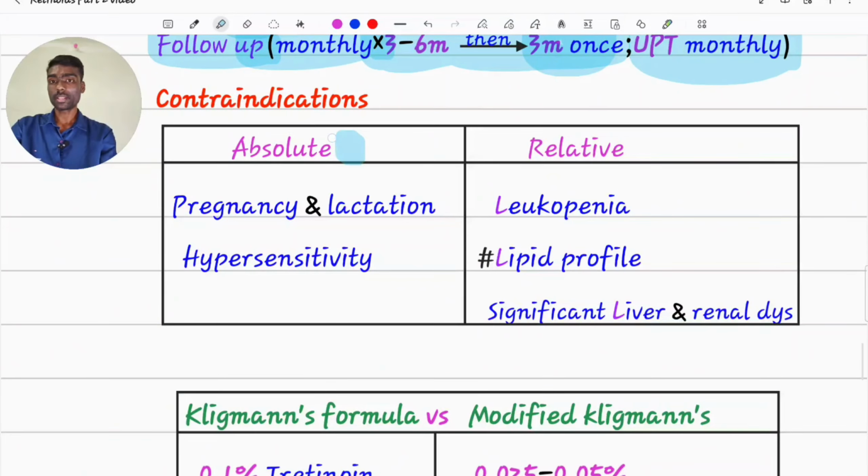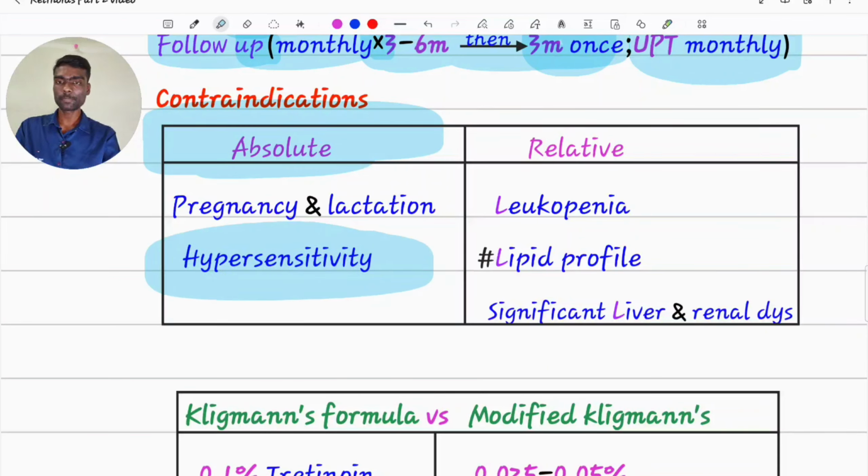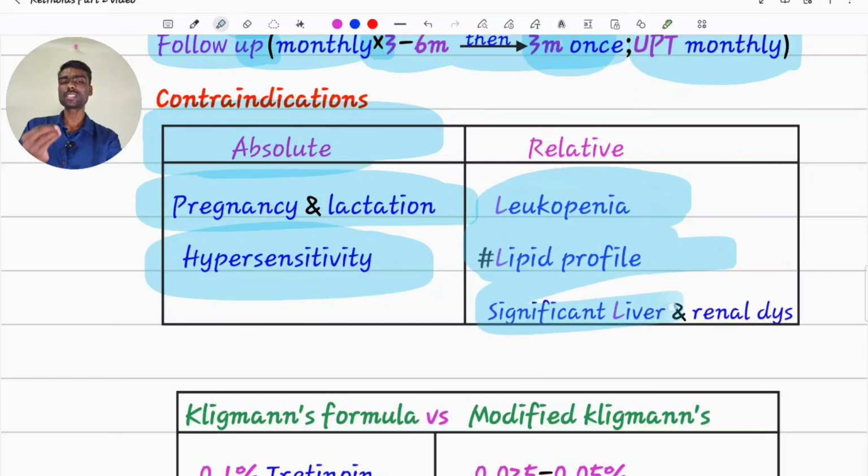Coming to contraindications, absolute contraindication for any drug is hypersensitivity. We can write this in the exam closing our eyes. Here it is teratogenic, so pregnant and lactating women. Relative contraindications like leukopenia, abnormal lipid profile, significant liver and renal dysfunction.